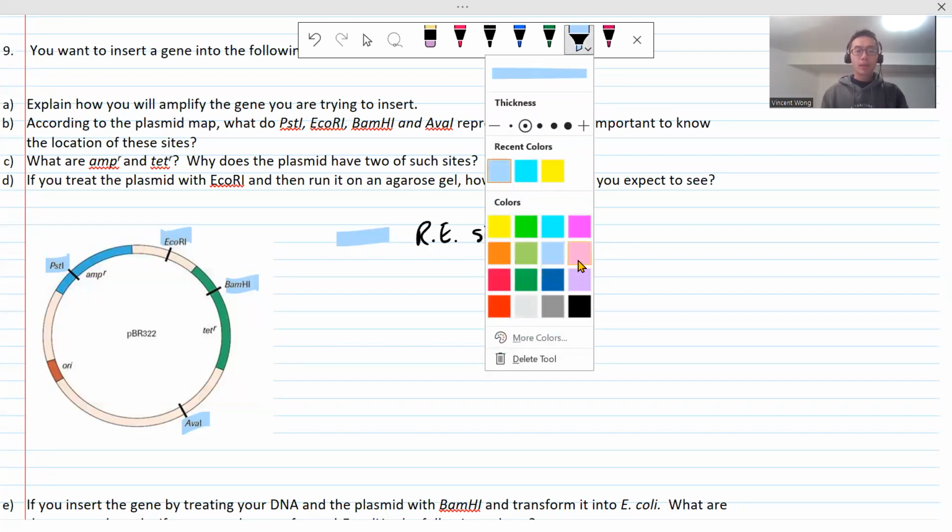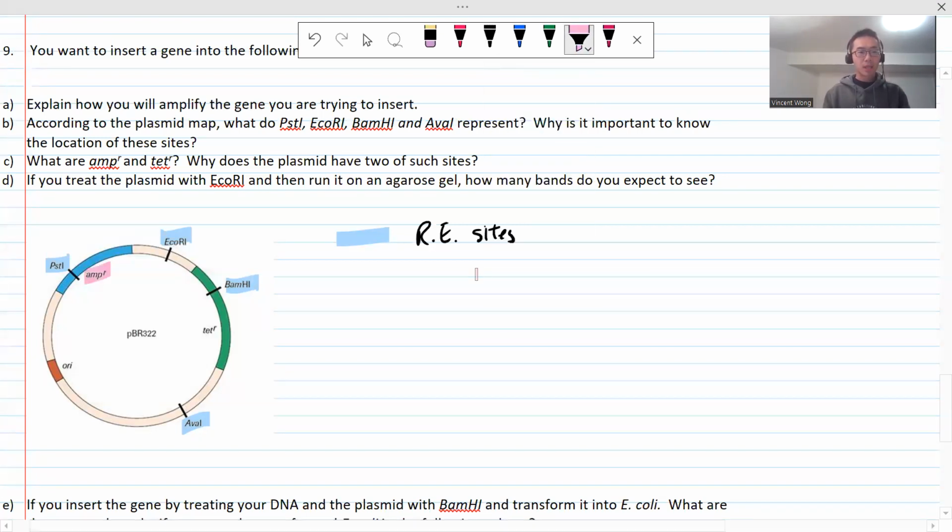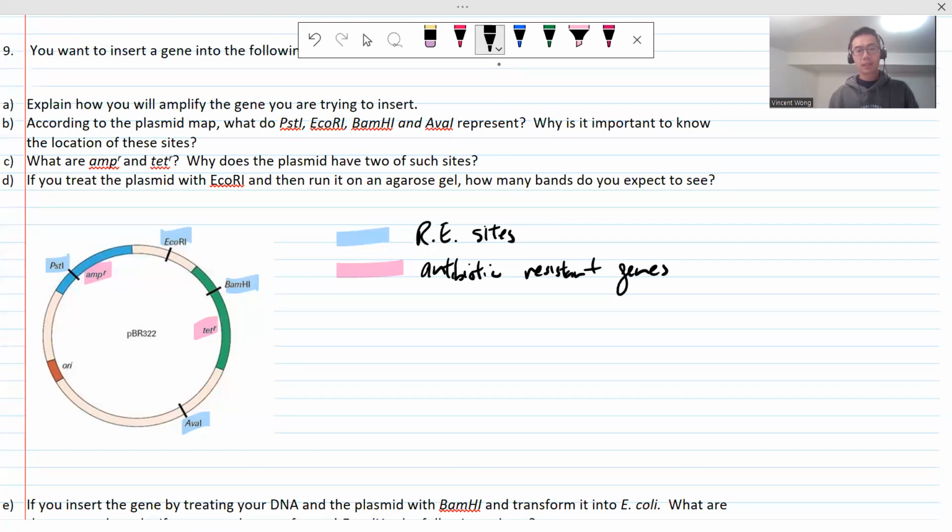But how do you know whether the bacteria has accepted the plasmid or not? Well, that's why included in the plasmid, we have these antibiotic resistant genes, right? If they have accepted the plasmid and if we have not interrupted the resistant gene, you would be able to grow the bacteria in the presence of the antibiotics.